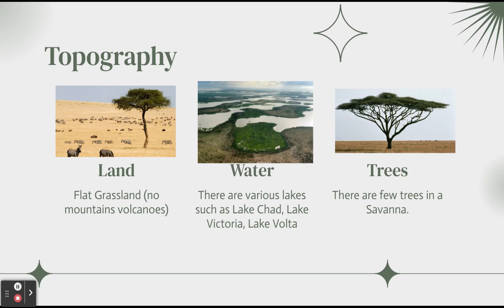The minimal tree coverage causes temperatures to rise dramatically during the day and plummet at night. And this is the topography of a savanna.